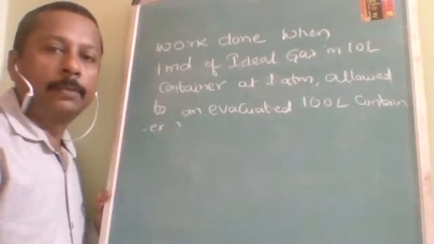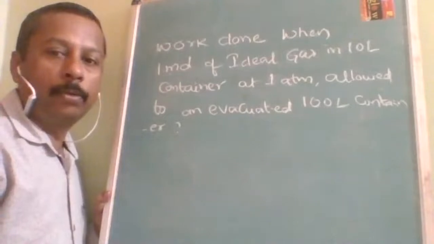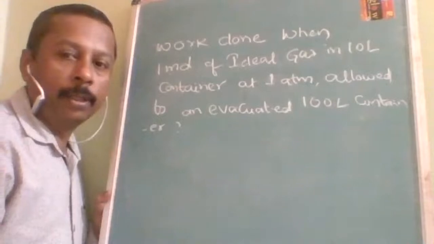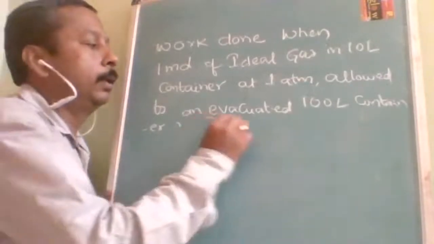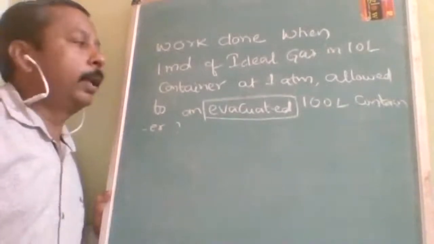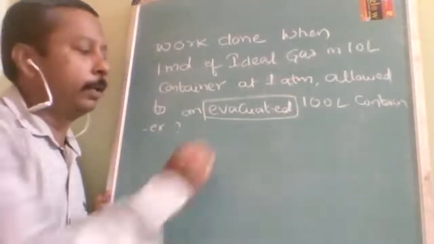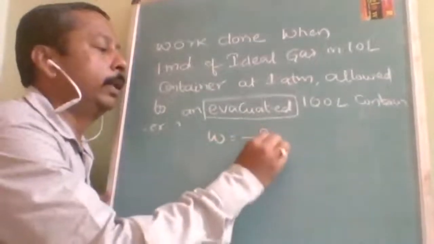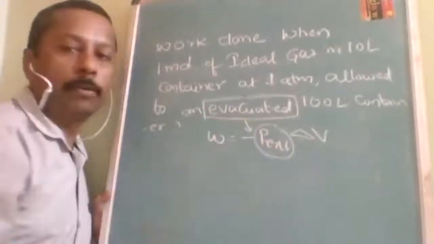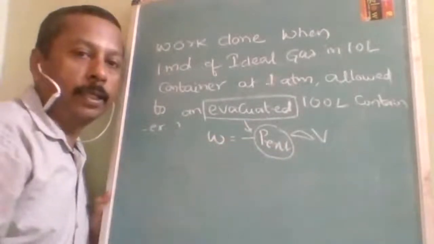Here the answer is very simple. The answer is 0. I told you, in thermodynamics every word is important. Here it is evacuated. Evacuated means there is no P external itself. Work done is equal to minus P external into delta V, so here the external pressure itself is 0.